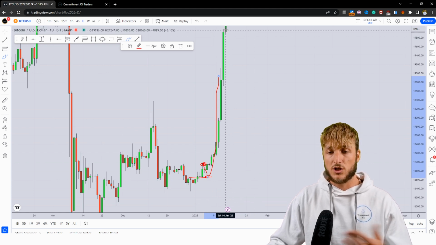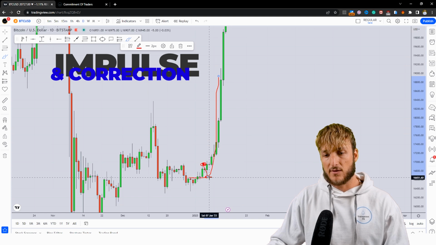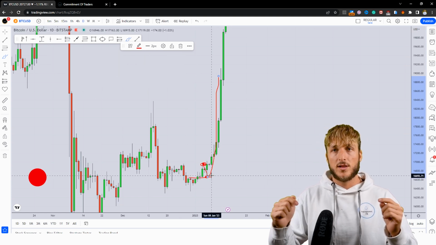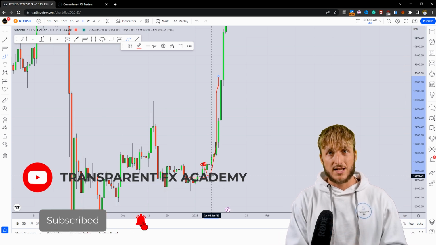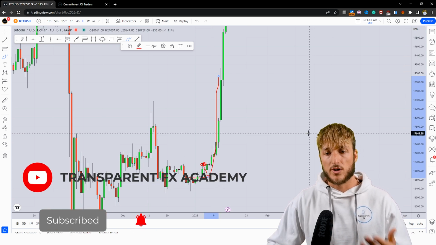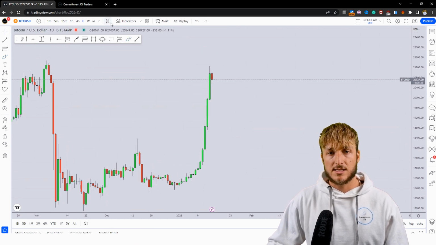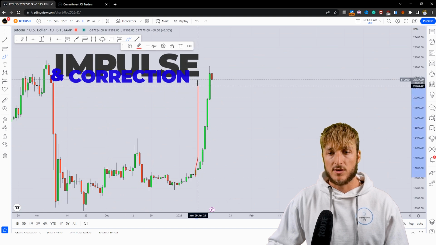The market created a huge rejection to the upside after having retraced to the zone that we wanted the market to retrace to. And by the way, I will link in the description that previous analysis so you can go and check it out for more free education. However, at the moment, what we can see is that the market just created a massive impulse to the upside.